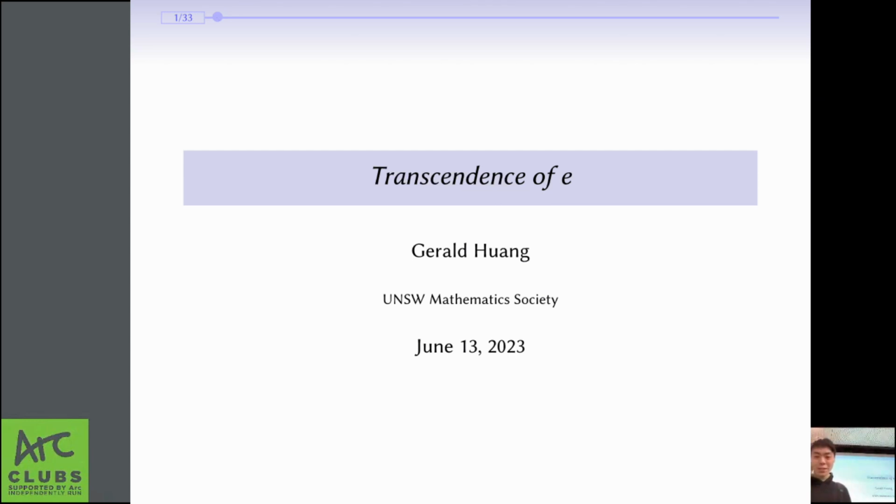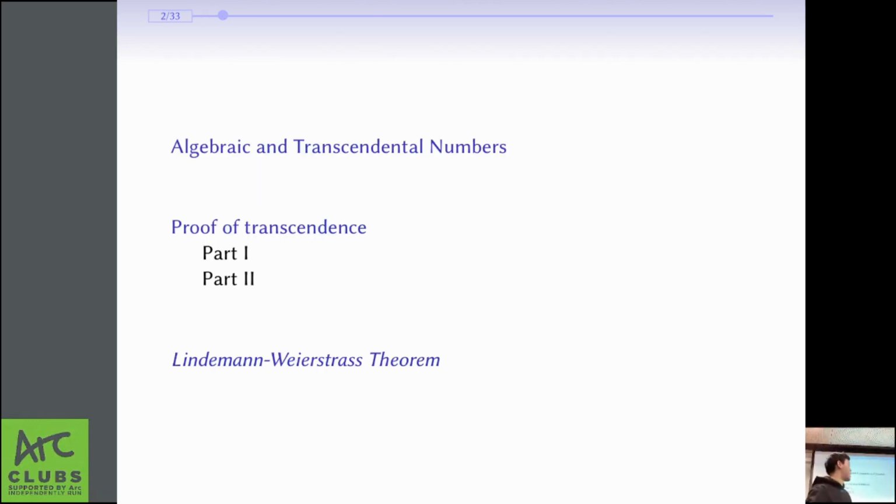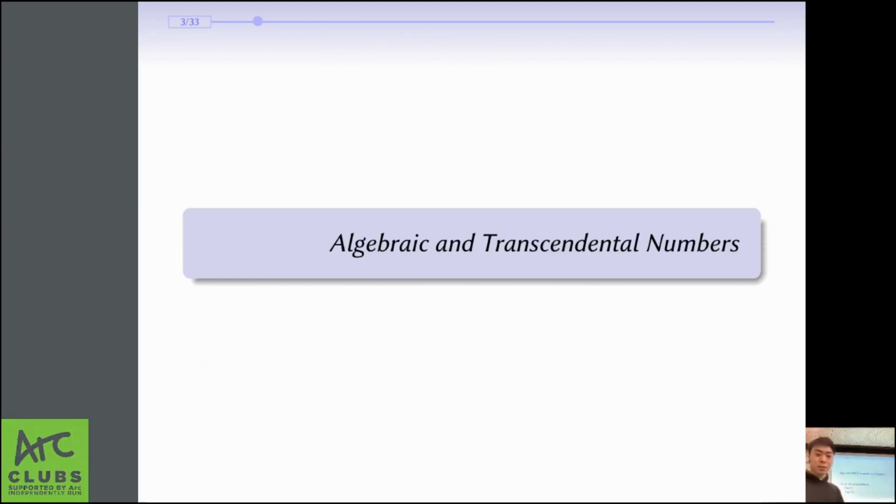Cool. Okay. So in today's talk, we're going to split it into three parts. The middle part is the main bulk of today's talk, but we'll briefly give an overview of what transcendental numbers are and what algebraic numbers are. Then we'll go over something called the Lindemann-Weierstrass theorem, which allows us to prove e is transcendental in an easier way as well. So we'll start with algebraic and transcendental numbers.